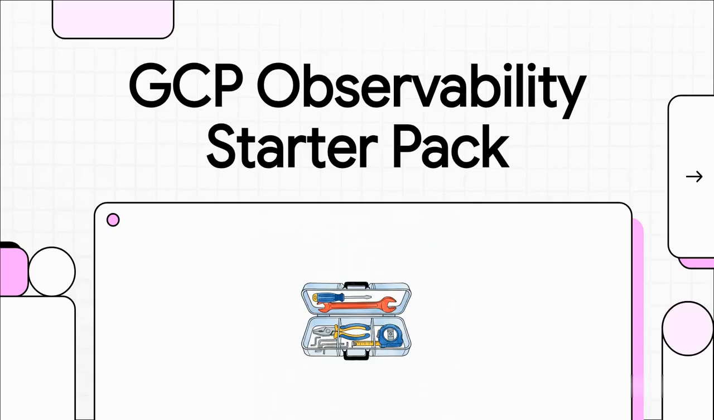All right, let's dive into a problem that I'm sure a lot of platform engineers feel: getting observability right, especially on GCP. The big question is, how do you build a foundation that's consistent, that's automated, and that actually helps your developers instead of slowing them down? Well, let's break it down.